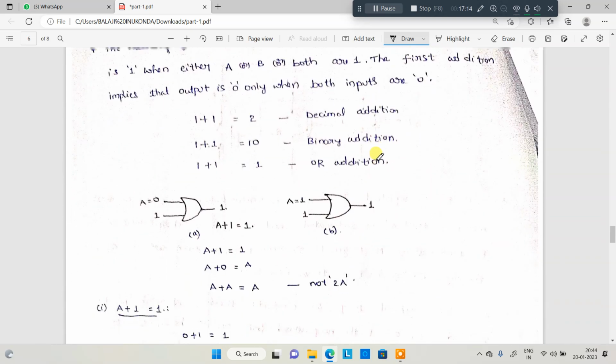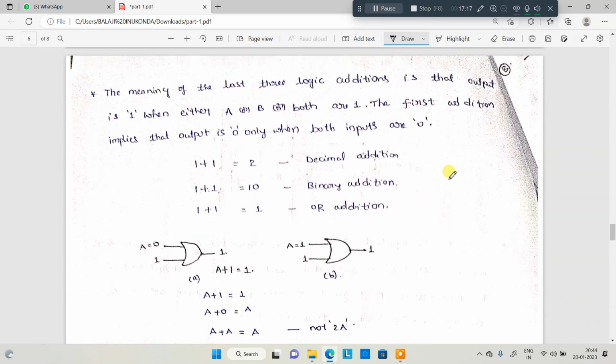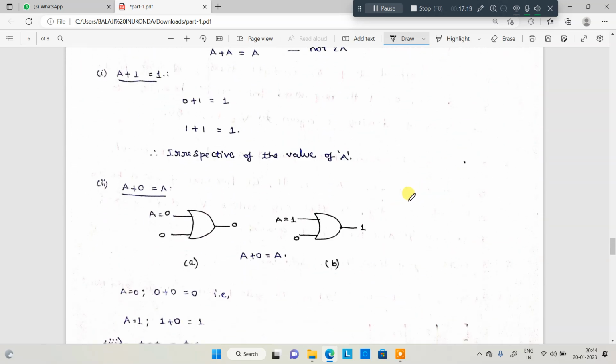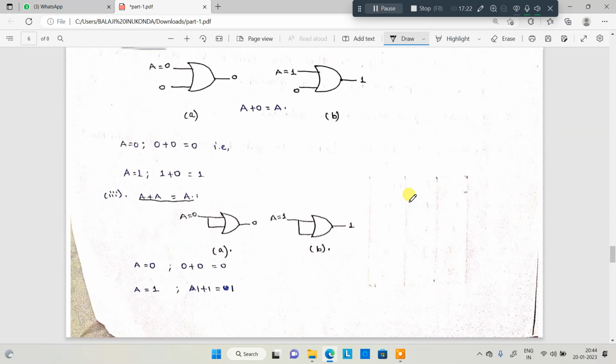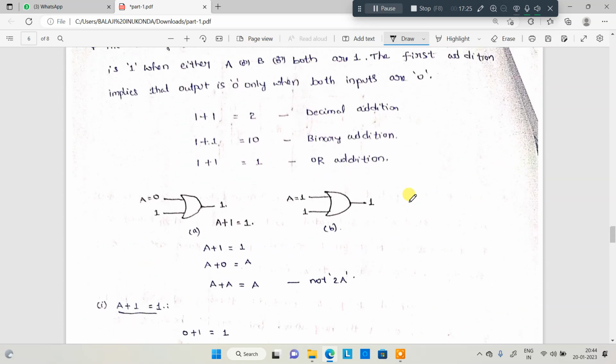Next, for the OR gate, we are going to consider different cases. We will explain with the help of the OR gate for the different functions. Okay, let us see. In decimal addition, 1 plus 1 is 2. In binary addition, 1 plus 1 is equal to 0 with 1 carry. So that is binary addition. But in OR addition, 1 plus 1 is equal to 1. There is no carry at all. Got my point?